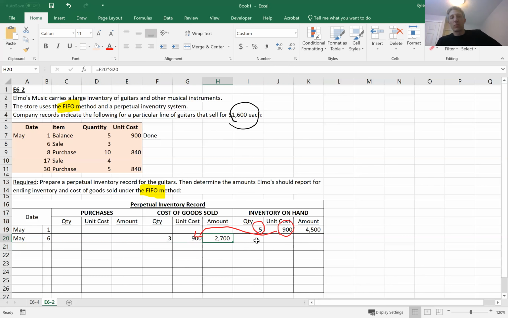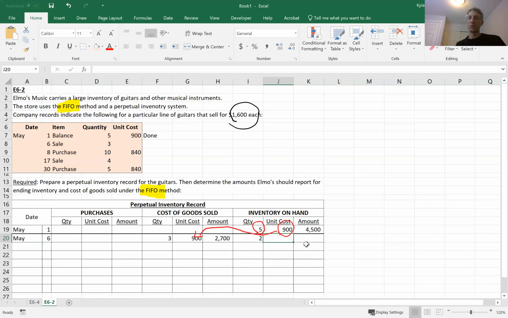But now we have fewer units. We sold some products, we got rid of them. Our storage room has 3 fewer units than it used to have. So our inventory on hand as of May 6th is the 5 units we used to have minus the 3 units that we just sold, leaving us with 2 units.